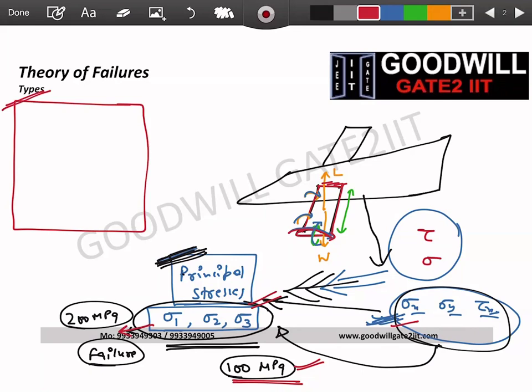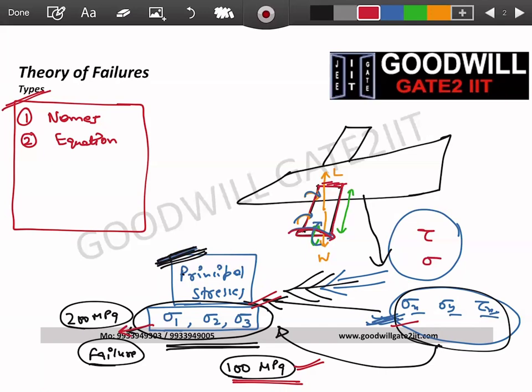First, what are the names? Because in your exams, they will use this theory. So you should be very clear with the naming convention. All theories have different names given to them. When I start a theory, I will give you the name properly. Then, what is the equation of that particular theory? We will see what is known as the theory of failure criteria.